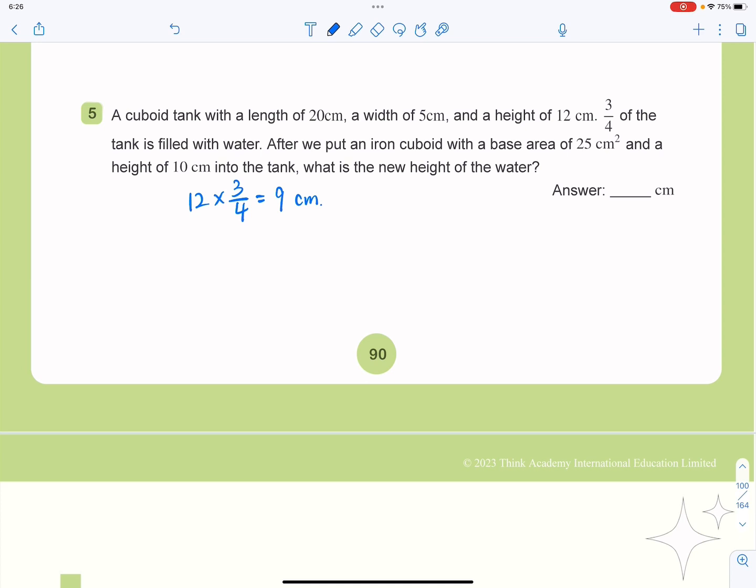And for such kind of question, we can assume that the iron cuboid is fully submerged and then do the calculation. If the height of the water is higher than 10 centimeters, that means our assumption is correct. If that answer is smaller than 10 centimeters, that means our assumption is wrong. We have to assume that it is partially submerged.